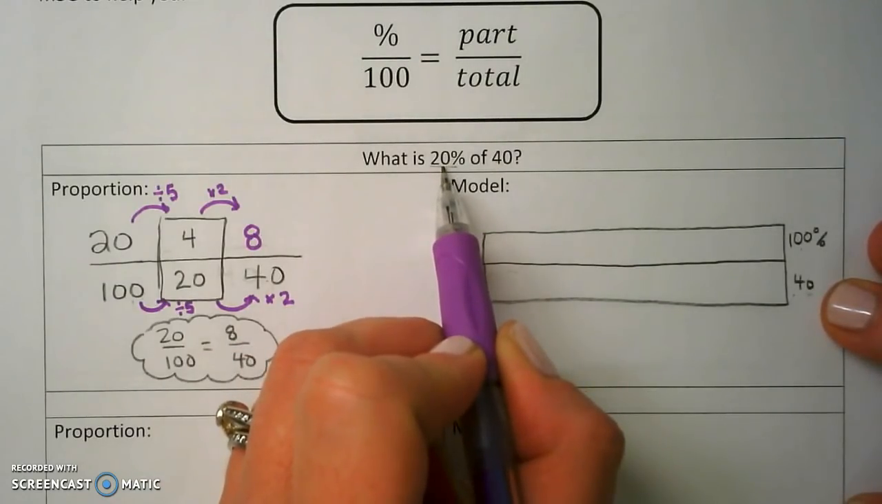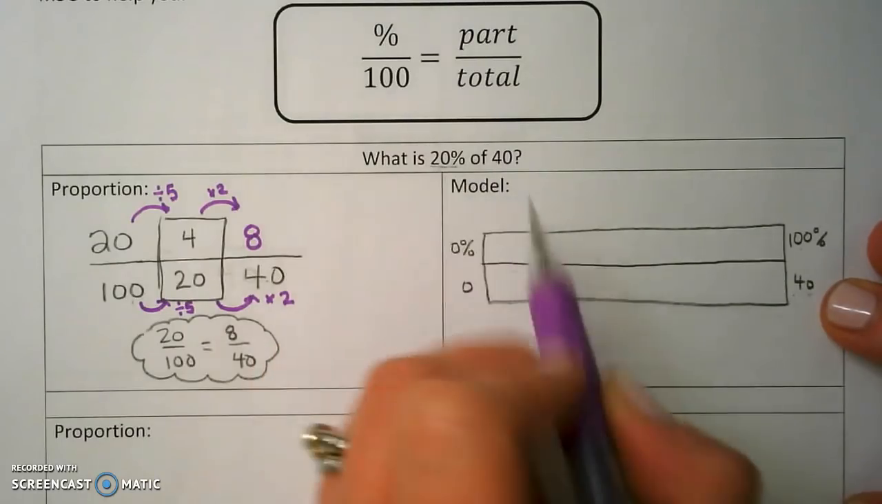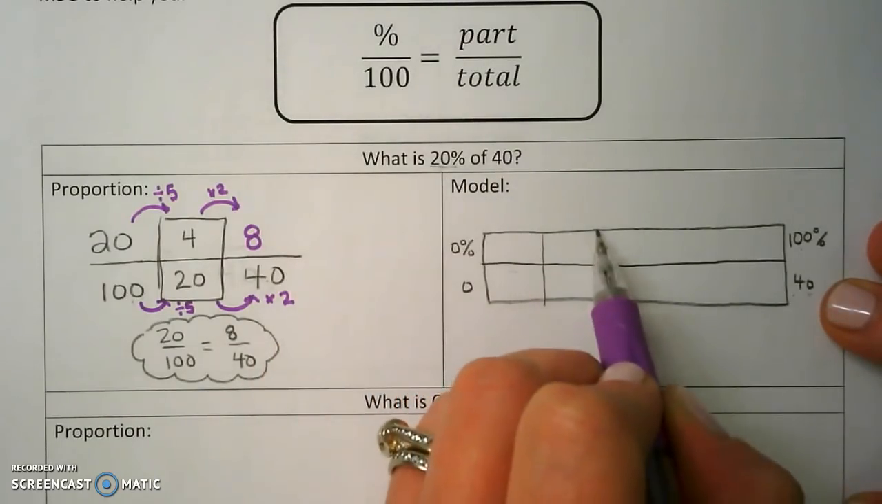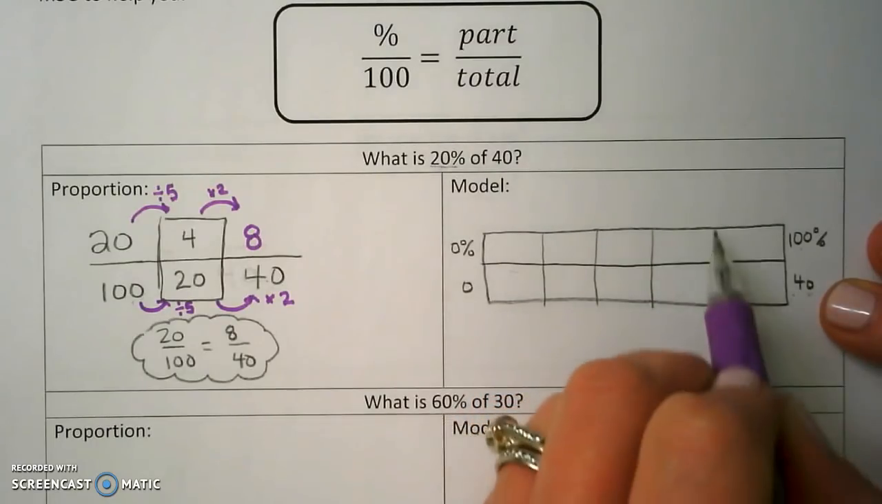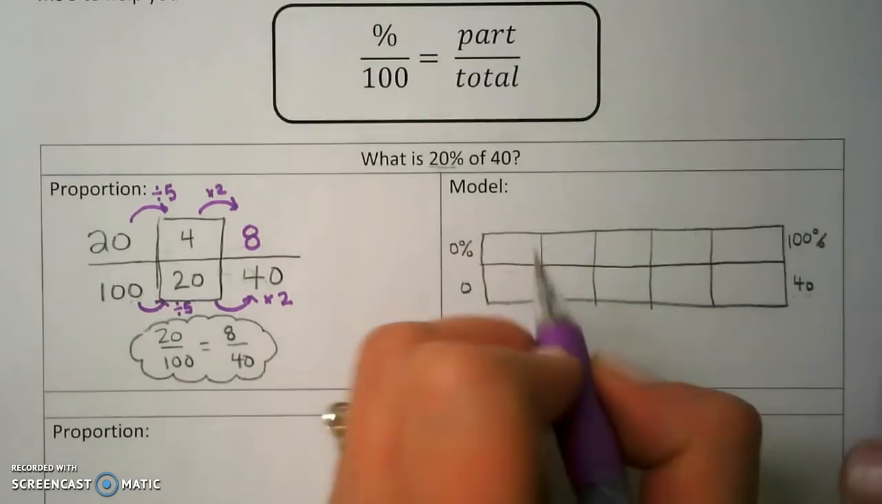Because I'm looking for a 20% piece, and I know 20% is 1/5 of something, I'm going to cut this into 5 pieces. And I want to try to get them close to equal, but it doesn't really matter if they're perfectly equal or not.